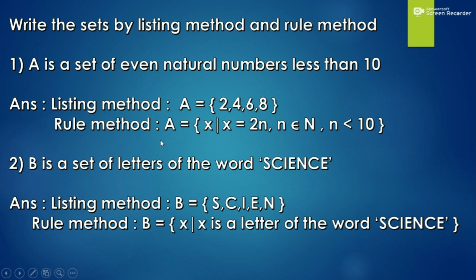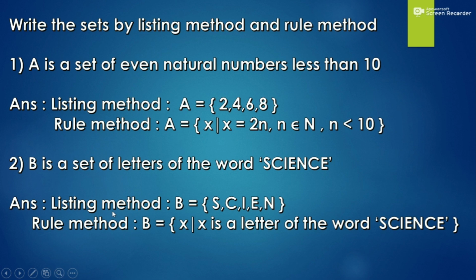Then according to the rule method, A is a set of all x such that x is equal to 2n, where n belongs to natural numbers and n is less than 10. Then x is equal to 2n, so here we put n equal to 1. Then 2 into 1 is 2, 2 into 2 is 4, 2 into 3 is 6, and 2 into 4 is 8. And n is less than 10. Then this is the rule method.